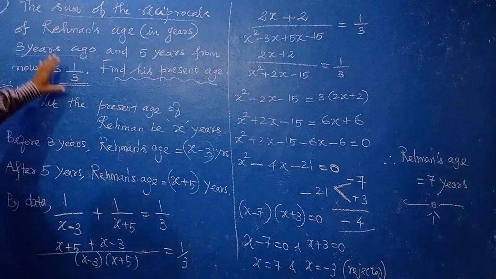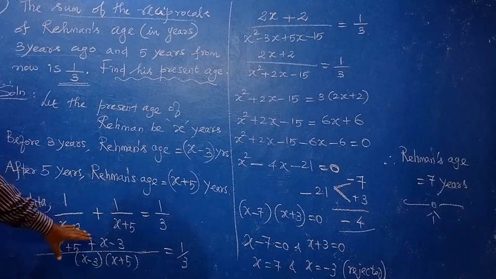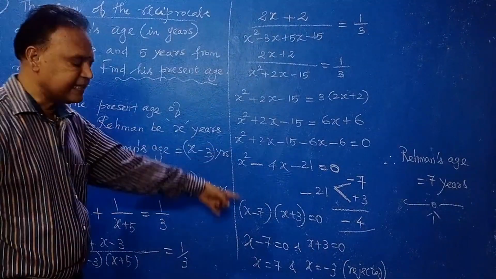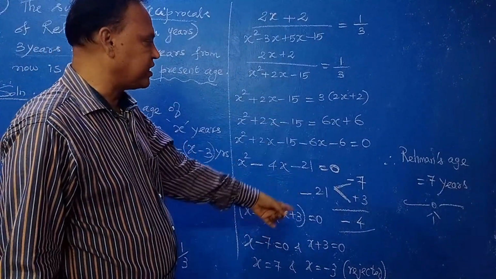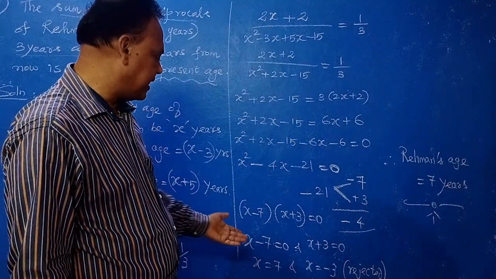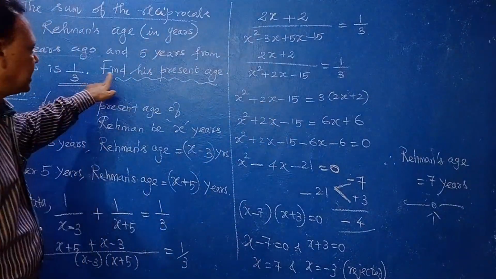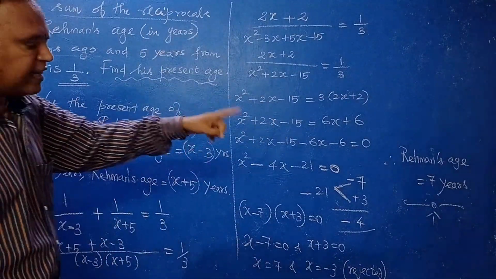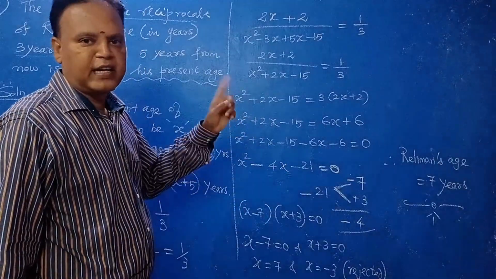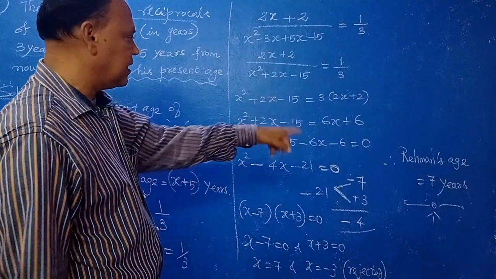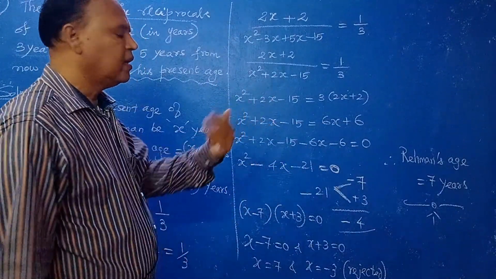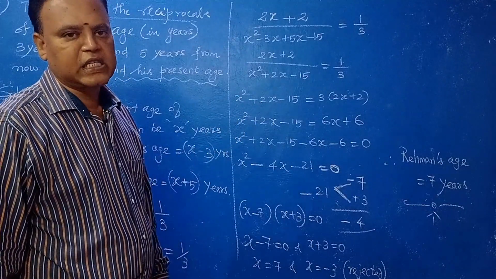So like this, read the statement. According to the statement, you have to frame the quadratic equation. Then you have to factorize, and you will easily get the x value. Then you can write the final answer. Final answer is very important. Clear? For the final answer, there is a mark. So you have to write the final answer. Therefore, Rahman's age is 7 years.